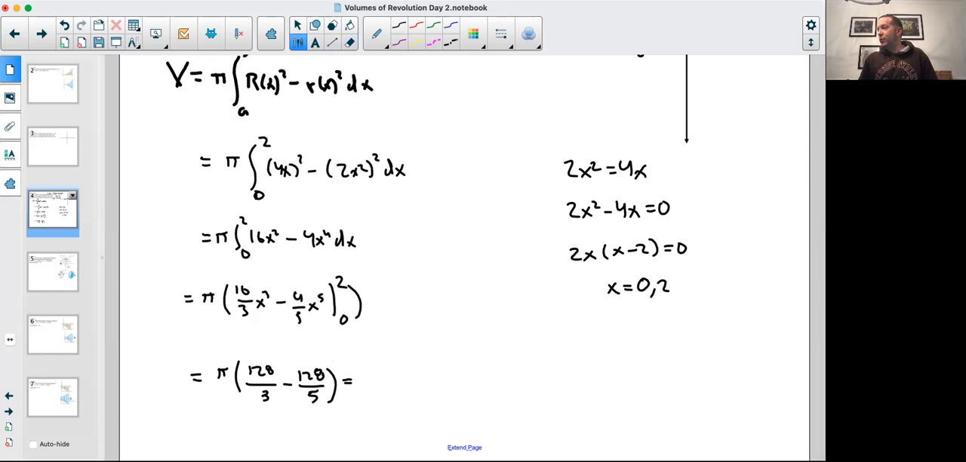But that's the basic rule there. It's pi times the integral from a to b of big R squared minus little r squared. And you figure out the r's by doing top minus bottom.